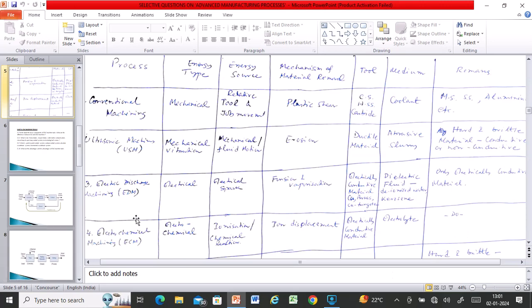Third is electric discharge machining, where the energy type is electrical, the energy source is electric spark, and the mechanism of material removal is fusion and vaporization. The tool is an electrically conductive material like copper, brass and copper tungsten. The medium is dielectric fluid, which is deionized water or kerosene, but only electrically conductive materials can be machined in this process.